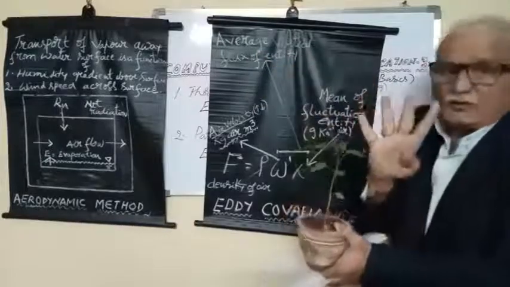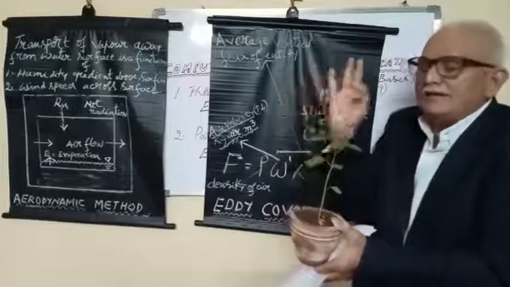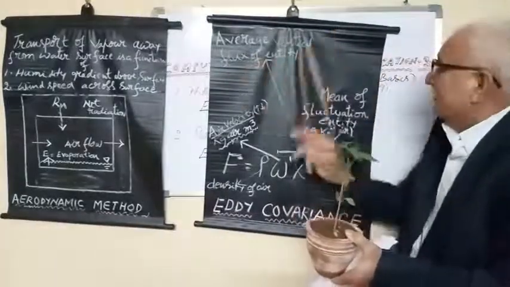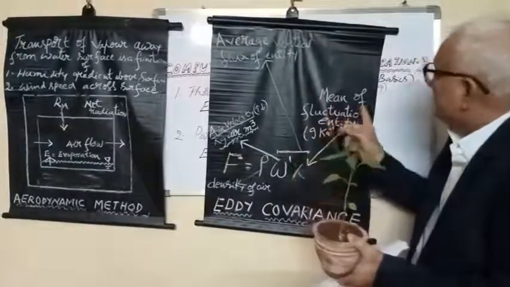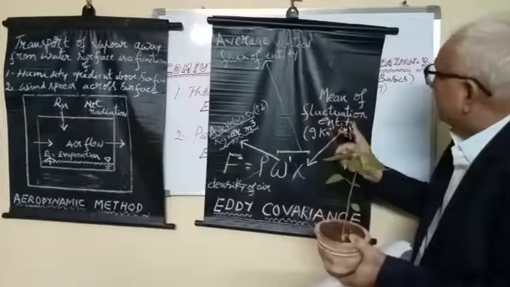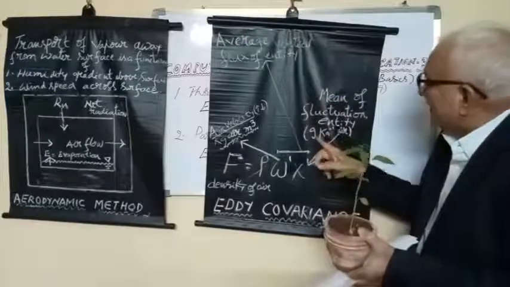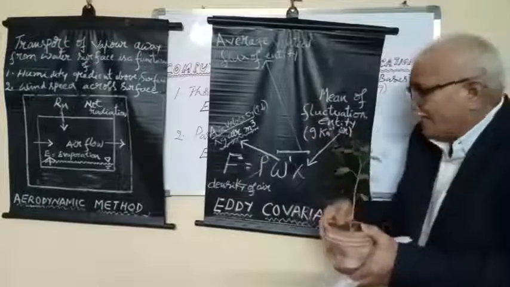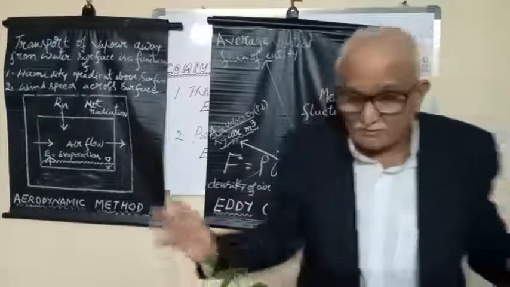What is the entity? There are four entities: momentum, mass, heat flux and carbon dioxide. The average vertical flux of any entity. Now, what is the prime? The mean of a fluctuation of the entity. So what is the mean of, in grams per kg of air? Now I will tell.